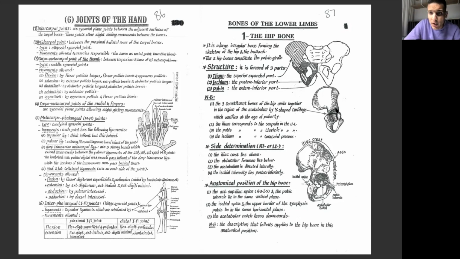So the superior part of the acetabulum is made up of the ilium. The inferior posterior part of the acetabulum is made up of the ischium. The inferior anterior part of the acetabulum is made up of the pubis. And those three form together to form the acetabulum. What is the acetabulum? It is the lateral concavity that allows for the articulation of the head of the femur for the sake of the production of the hip joint.